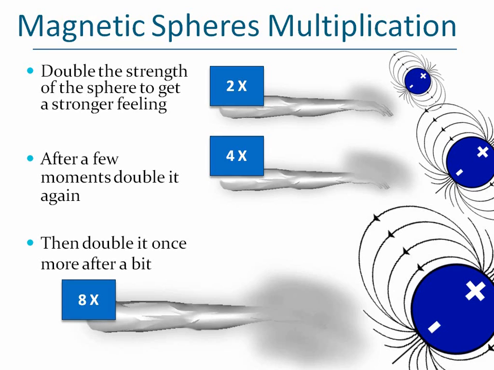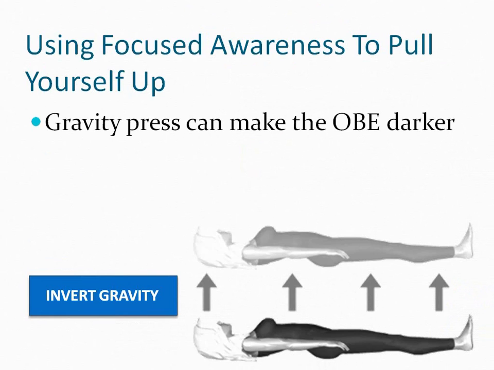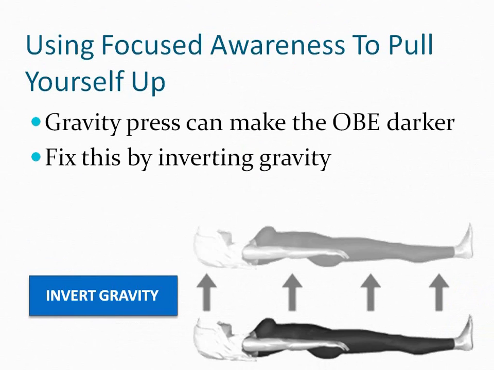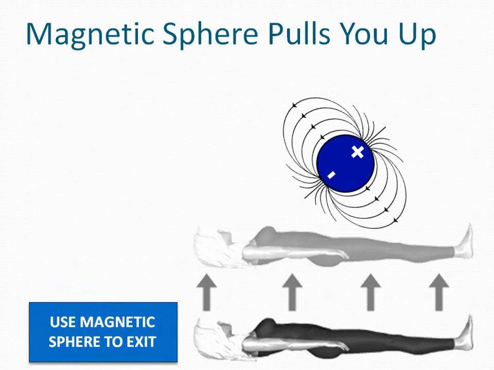One way around that is to use focused awareness to imagine gravity is pulling you up. This is slightly more difficult to do, but it helps make the OBE brighter. To do this, first put your awareness on the feeling of gravity like normal. Then rotate that feeling around so it feels like it's pulling you up and you've created inverse gravity. Another variation is to simply use an imaginary magnetic sphere to overpower gravity and pull you up. Both of these methods work very well.